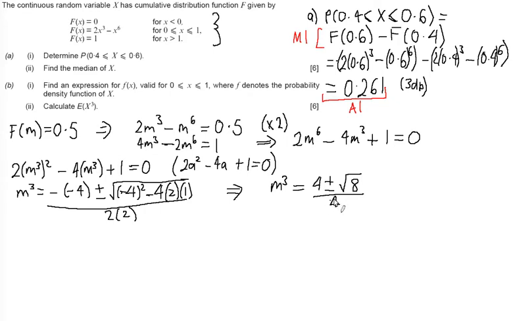And so when we work through this, you will find that m cubed can be given as 1.707, or m cubed can be given as 0.293.